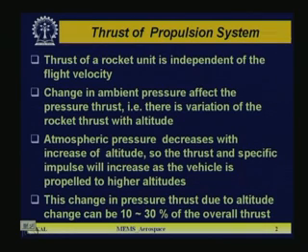Change in ambient pressure affects the pressure thrust, that is, there is variation of the rocket thrust with altitude, that I mentioned. Atmospheric pressure decreases with increase of altitude. So, the thrust and specific impulse will increase as the vehicle is propelled to higher altitudes. From that relation, it is coming directly. This change in pressure thrust due to altitude change can be 10 to 30% of the overall thrust. Variation may be 10 to 30% of the overall thrust.